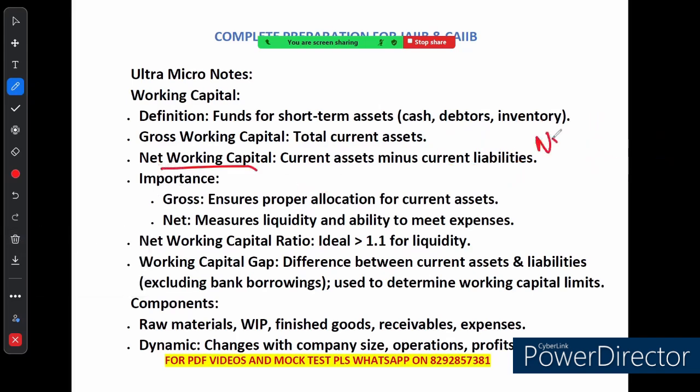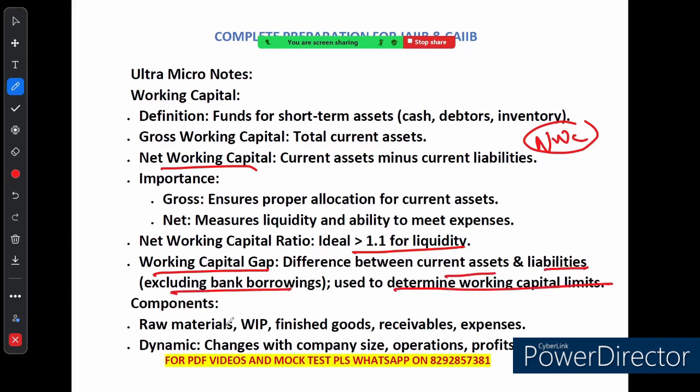So what does NWC indicate? NWC indicates whether a business can easily meet its short-term expenses or not. So it is crucial to have healthy NWC. Ideally, a ratio of 1.1 or greater. This means the company has enough liquidity to cover expenses. A business also tracks the working capital gap, which determines how much working capital is needed from the bank. The working capital gap is basically the difference between current assets and liabilities excluding bank borrowing, and it is used to determine the working capital limit, meaning how much working capital is needed from the bank.